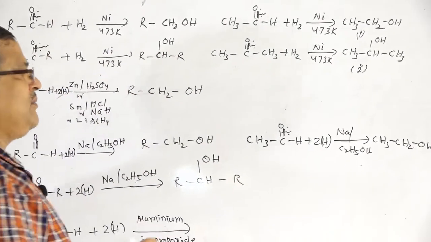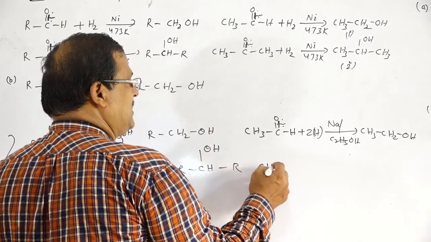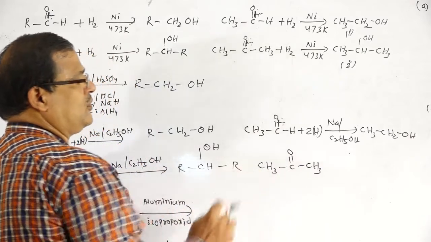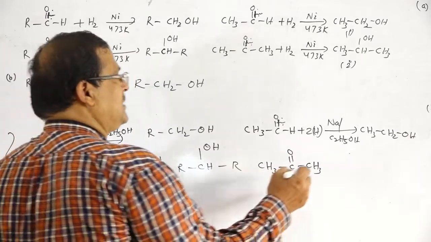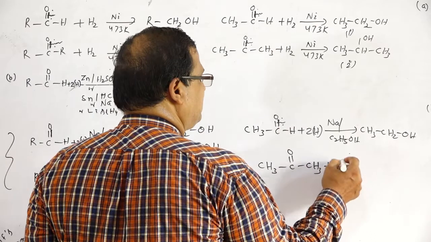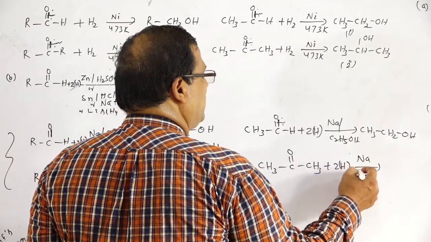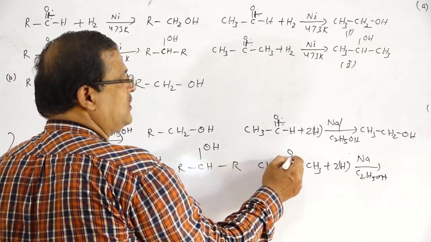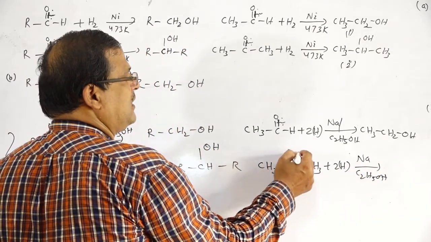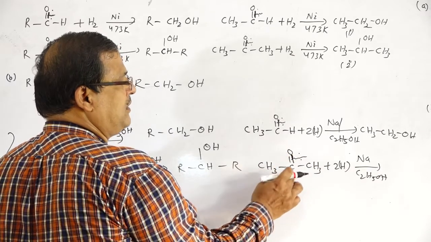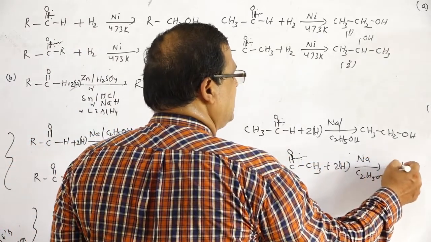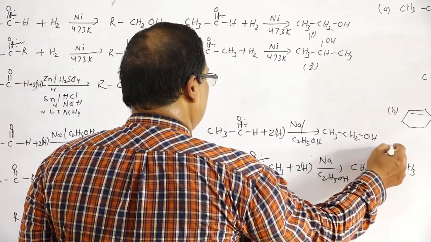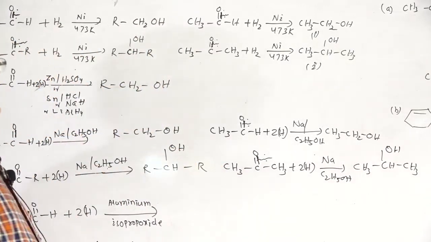And if we take the example of a ketone, for example acetone, CH3, C double bond O, CH3, that is acetone. Acetone is added with hydrogen in presence of sodium, ethyl alcohol, the reducing agent. So this bond will break by the addition of hydrogen. So there is the formation of CH3CH(OH)CH3, that is OH. There is the formation of a secondary alcohol.